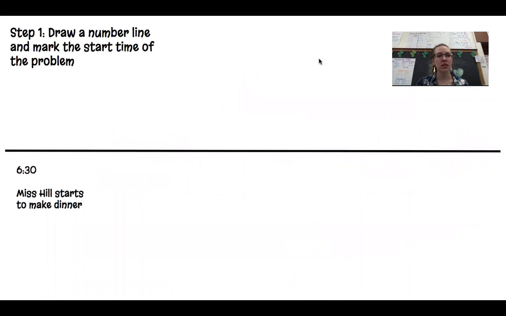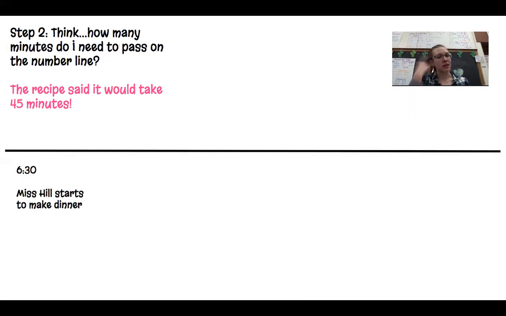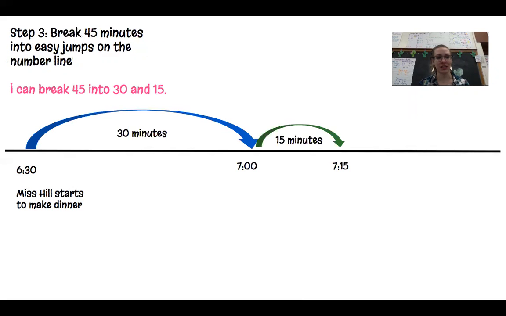So when we're solving these problems, the first thing we do is we draw a number line and mark the start time of the problem. The problem said I started making dinner at 6:30, so that's what I put on the left side of my number line. Then I'm going to think, how many minutes do I need to pass? The recipe said it would take 45 minutes, so I'm going to make a jump of 45 minutes.